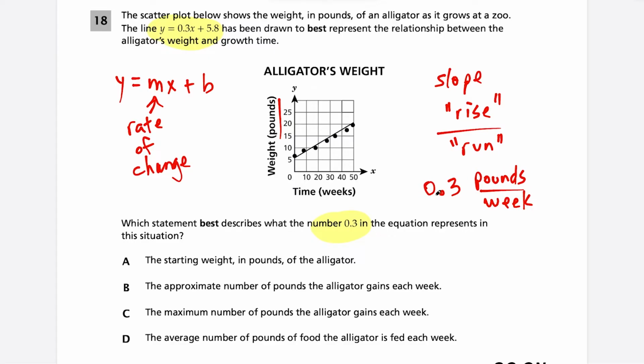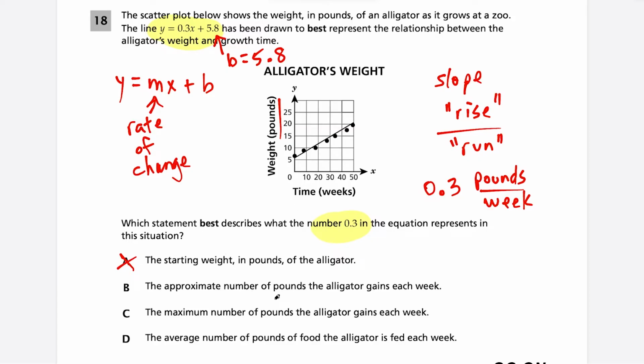That means every week that goes by, the alligator is putting on 0.3 pounds. So now we could start looking for our answer. The starting weight in pounds of the alligator is no good. This would actually be the y-intercept. The y-intercept here of 5.8, the b value, would tell us how much weight the alligator starts at when they start measuring the alligator's growth. Okay, so A is no good.